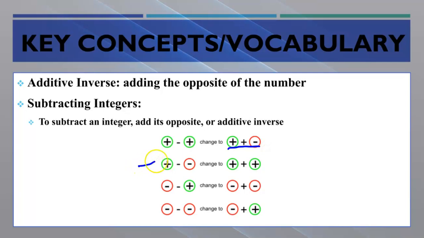The second one here, we have positive minus a negative. So I have to change the subtraction to a plus, so I'm adding the opposite. The opposite of a negative is a positive. Next, I have a negative minus a positive. That's going to be changed to a negative plus the opposite of a positive, which is a negative. Therefore, I'm going to have two negatives added together, which gives me another negative number. And if I have a negative minus a negative, it would be a negative plus the opposite of a negative, which is a positive. Again, that's going to make more sense once you see some examples.